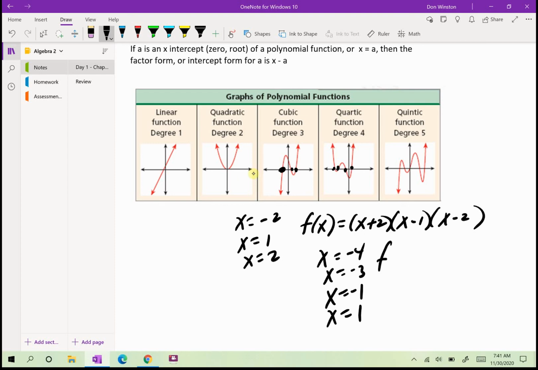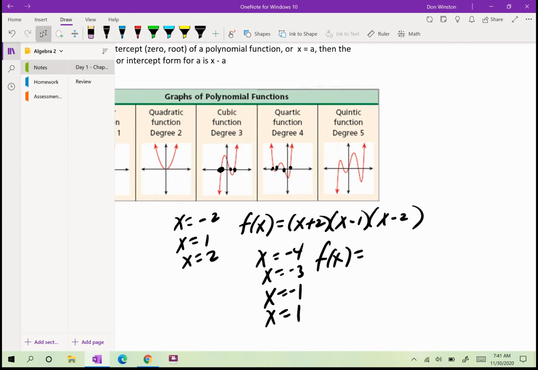And so my polynomial, I could write the polynomial with those zeros in intercept form. It would be x plus 4 times x plus 3 times x plus 1 times x minus 1. Okay, and that would be that polynomial written in intercept form.